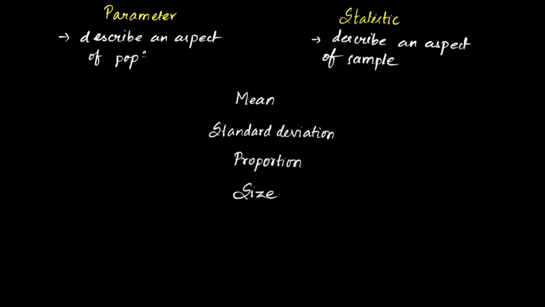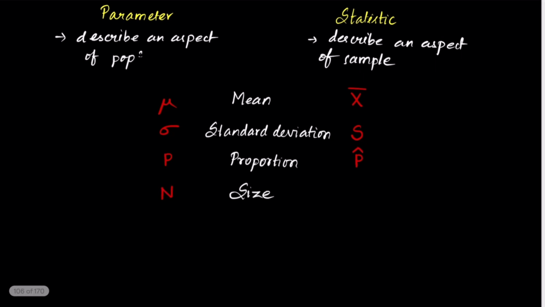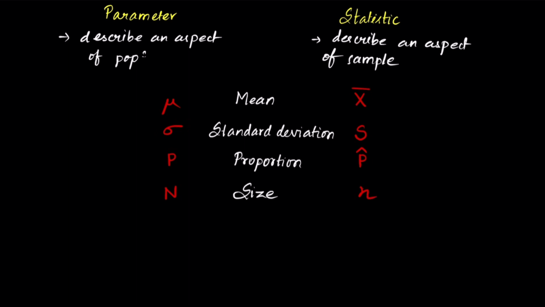For example, you have your population mean, which is denoted by this symbol, and then you have your sample mean denoted by this symbol. You have your population standard deviation and your sample standard deviation. You have your population proportion and your sample proportion. You have your population size and your sample size.